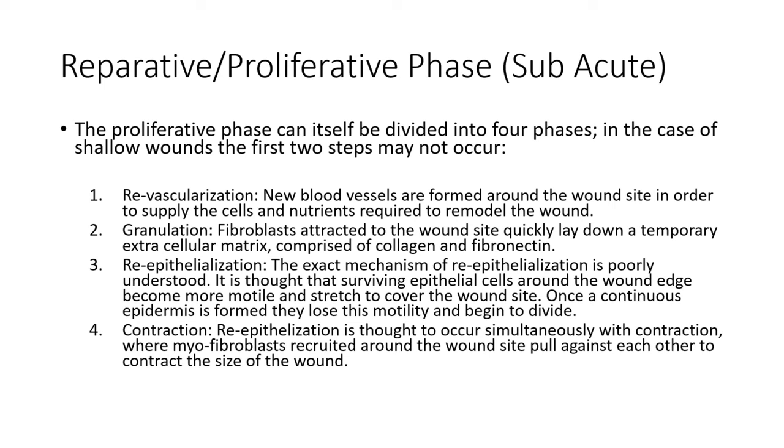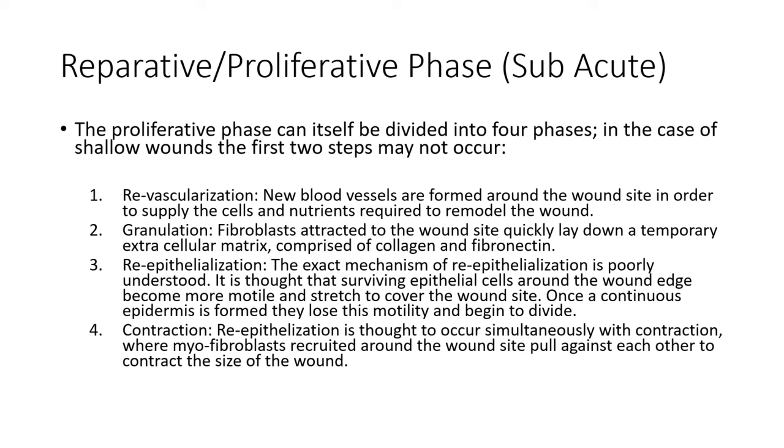In really shallow wounds, this might not even occur, like revascularization and granulation. But revascularization, again, is where new blood vessels are formed to supply nutrients to the wound. In granulation, you have those fibroblasts, which were attracted, start laying down this temporary extracellular matrix comprised of collagen and fibronectin to create this initial mesh to protect the area and start forming the closure of the wound.